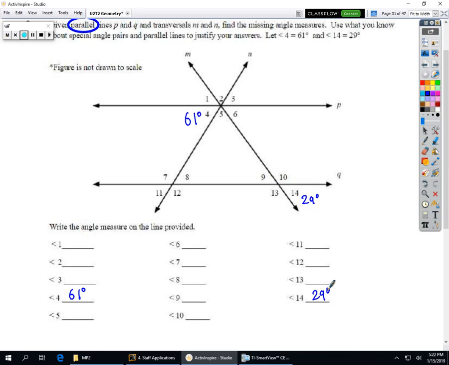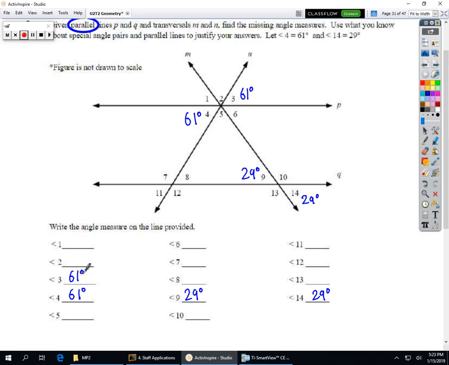The easiest angles to always find are the vertical ones. That means the ones that are across. 61 is here, so it also must be here, the ones that are directly across, like that. That's 61. This must be 29. So angle 9 is 29, and angle 3 is 61.